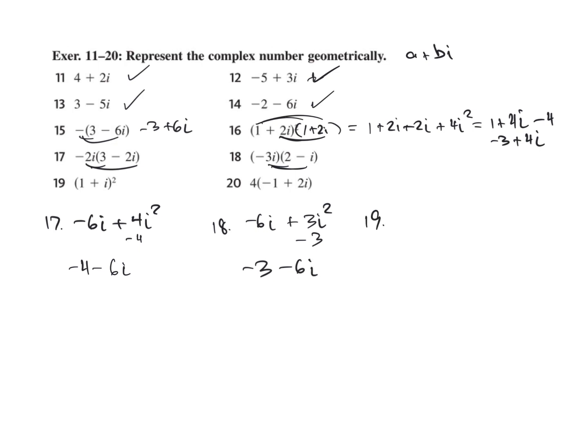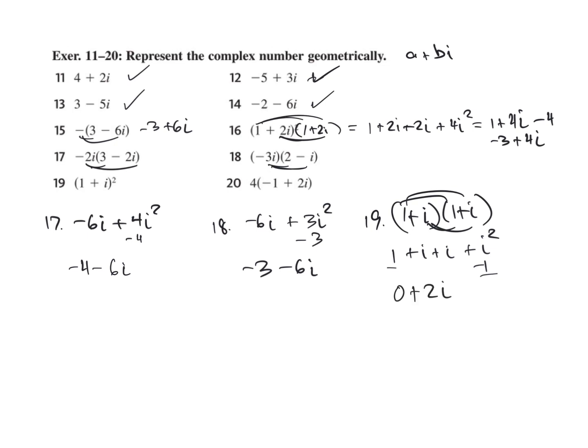Number 19, 1 plus i times 1 plus i. So that's 1 plus i plus i plus i squared, which is negative 1. 1 plus negative 1 is 0. So you have 0 plus 2i, and you would label that 2i as your answer. And then 20, distribute the 4, we get negative 4 plus 8i, and that is your final answer for 20.